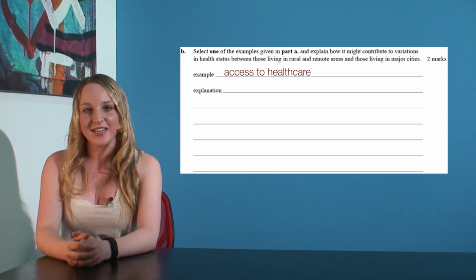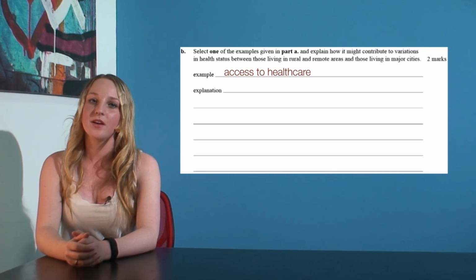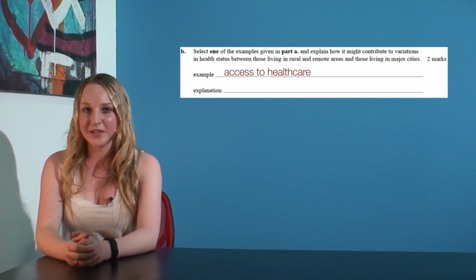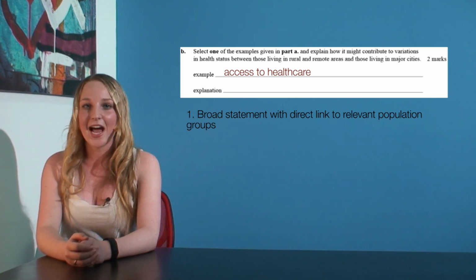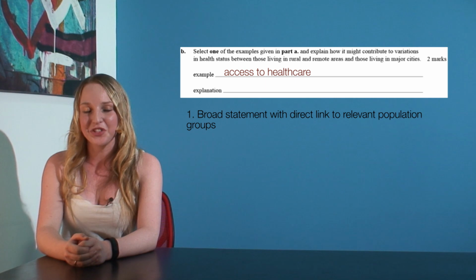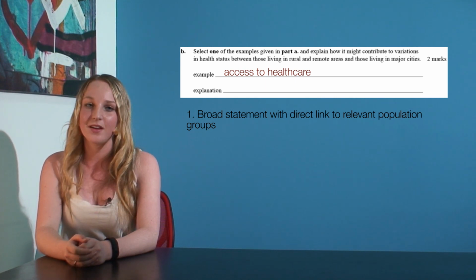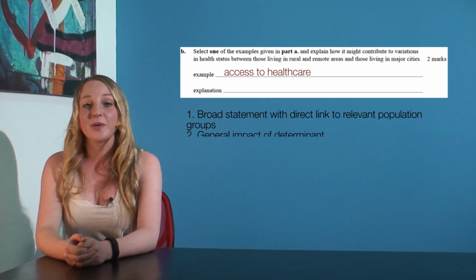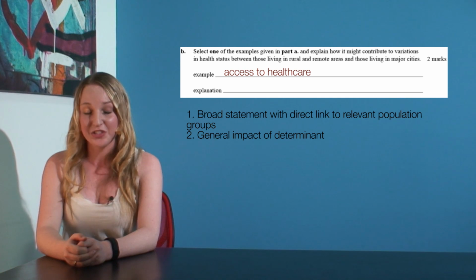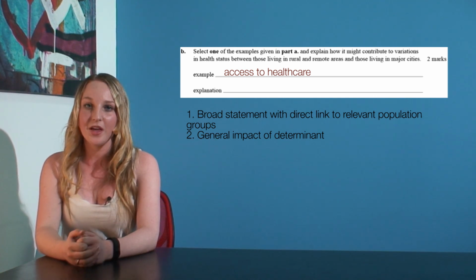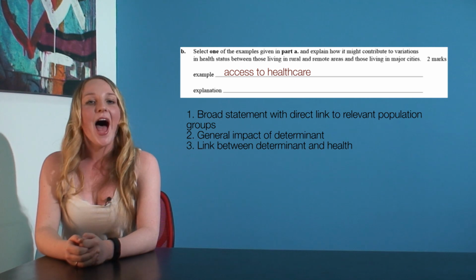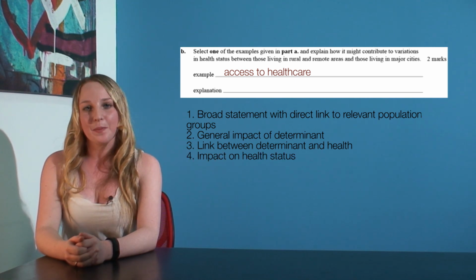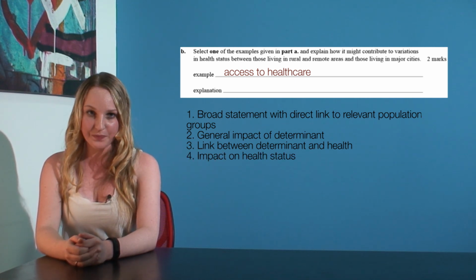Your responses to this can follow a general pattern. The first sentence of your explanation should give a broad statement that can be expanded on and have a direct link to the population groups in question. Then, you need to explain the general impact that the determinant will have. Then, link that impact to health. And finally, explain the impact on health status itself.